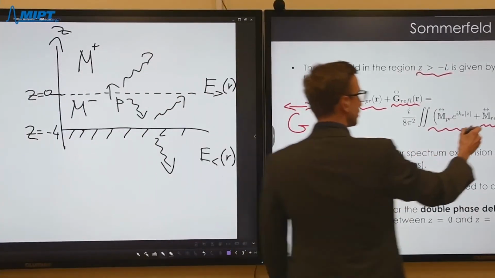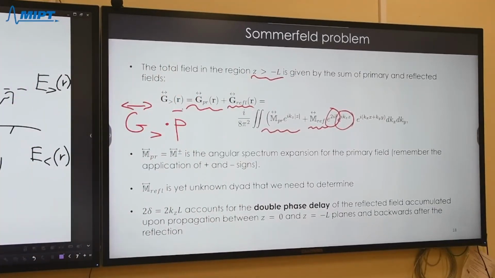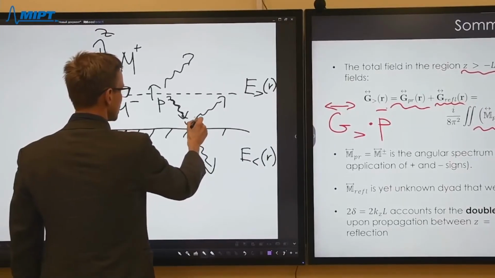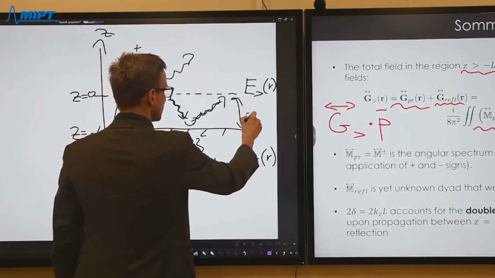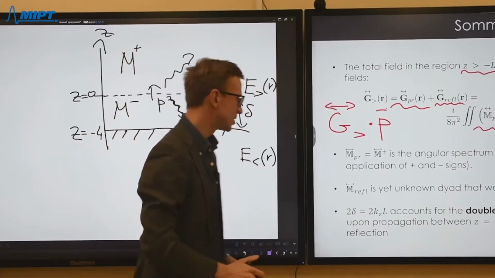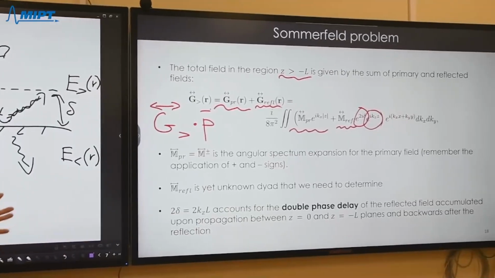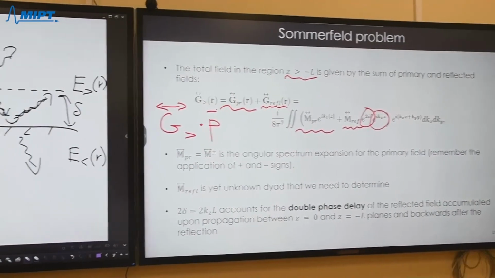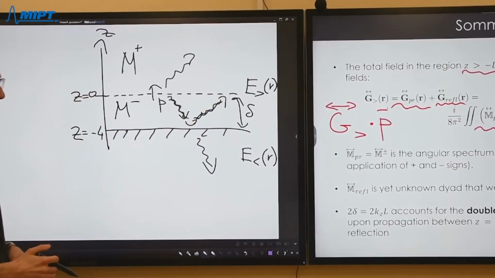And this is the phase delay that the reflected field acquires as it propagates here, gets reflected, and then propagates here. So this is delta, which is, so one delta is KZL. This is simply the phase accumulation that light accumulates before it gets back to the Z equals 0 plane. Okay, this is as simple as that.